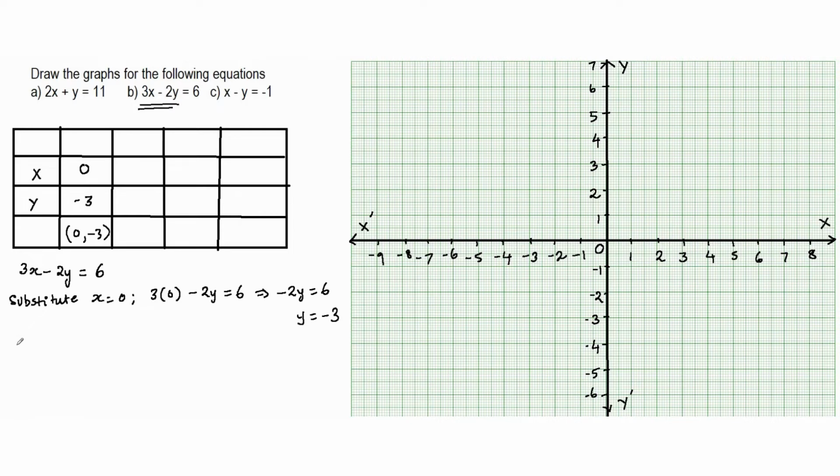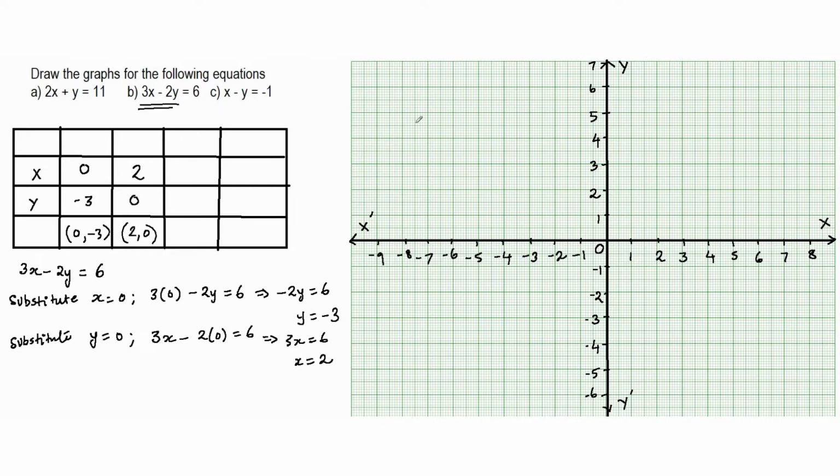Now let's substitute y as 0 and see what happens. So you have 3x minus 2 times 0 is equal to 6. Now 2 times 0 is 0, so 3x equals 6, which implies x is equal to 2. So the value of x is 2 and the value of y is 0, and therefore the point is (2, 0).